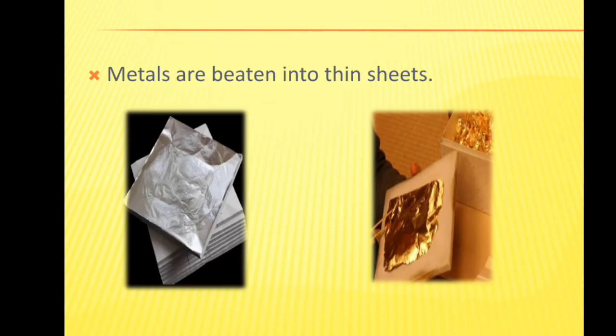Next, metals can be beaten into thin sheets. You see here the first one is copper sheets, and in the next figure, it is gold sheets. These metals can be beaten into thin sheets, and this property of metals is known as malleability. So what is malleability? Malleability is the property of metals by which they can be beaten into thin sheets.